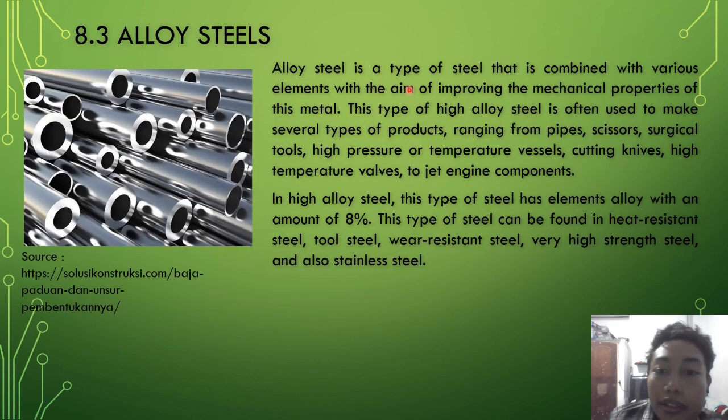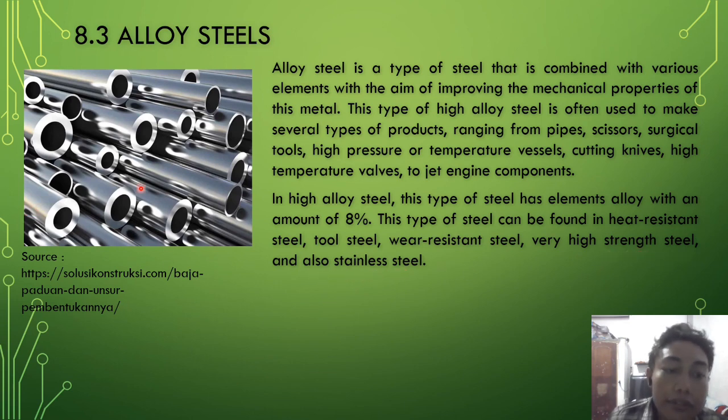8.3 Alloy steel. Alloy steel is a type of steel that combines various elements with iron to improve the mechanical properties of this metal. This type, high alloy steel, is often used to make several types of products, ranging from pipes, compressors, or surgical tools, high pressure or temperature valves, cutting knives, to jet engine components. In high alloy steel, this type of steel has alloying elements with an amount of 8%. This type of steel can be found in heat-resistant steel, tool steel, wear-resistant steel, very high strength steel, and also stainless steel.